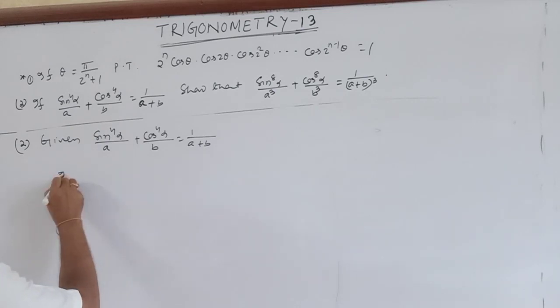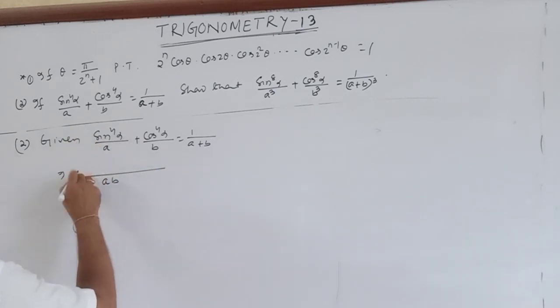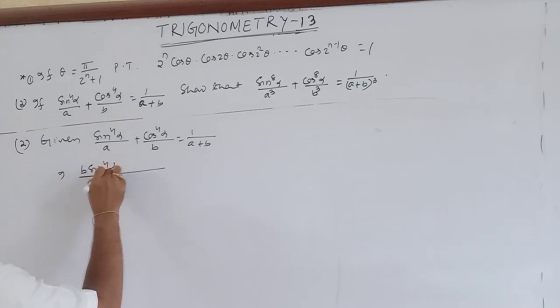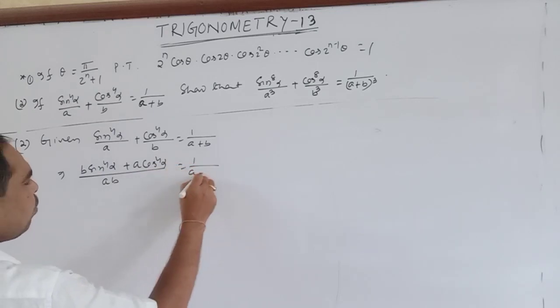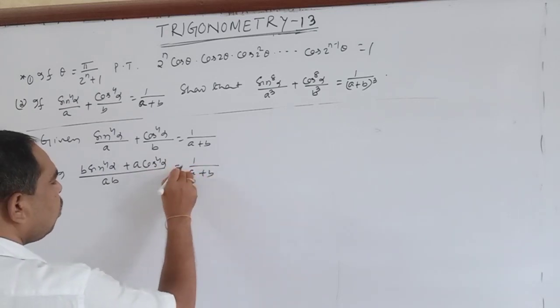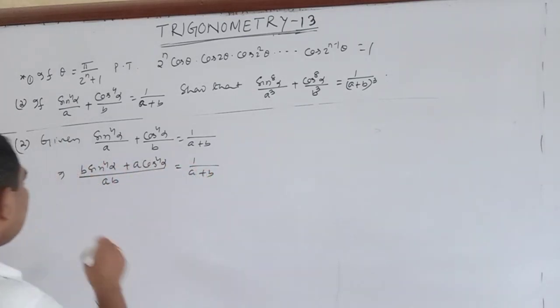So first find LCM. So what is LCM? LCM is ab. So b multiply, this is b sin to power 4 alpha plus a cos to power 4 alpha is equal to 1 by a plus b. Okay. Then cross multiplication karo.